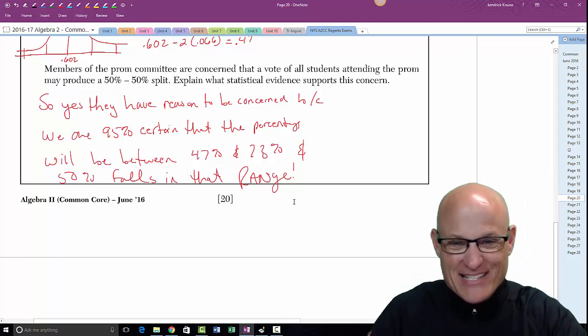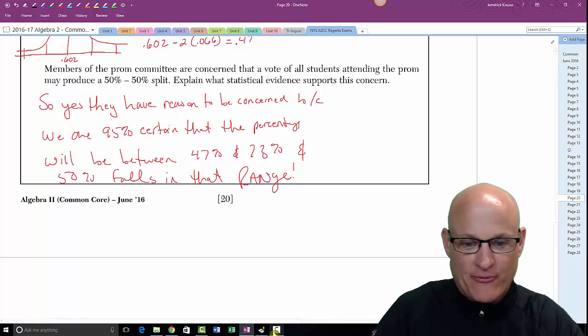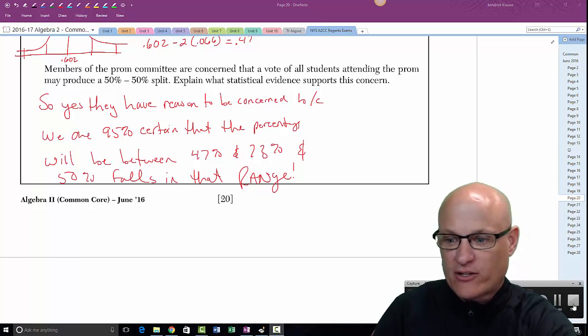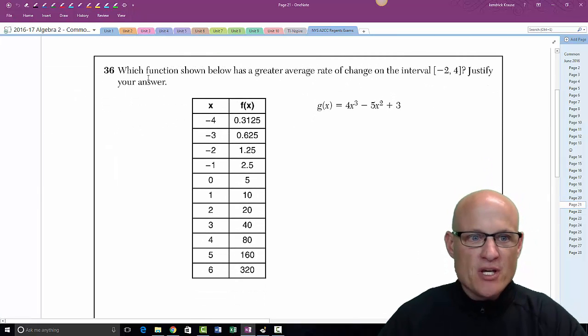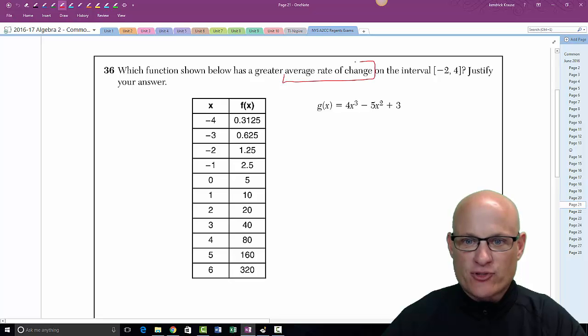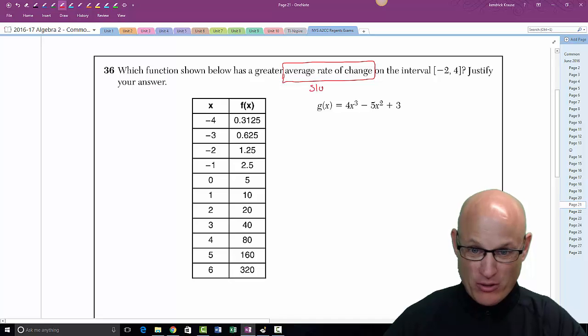All right, we've got one last question. I'm going to stop before it, and do this last one as one last video. Okay, all right, I forgot about this one. Which of the functions shown below has a greater average rate of change over the interval? Slope. That's it. That's all you had to do.